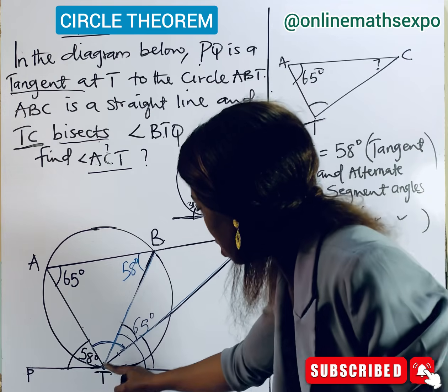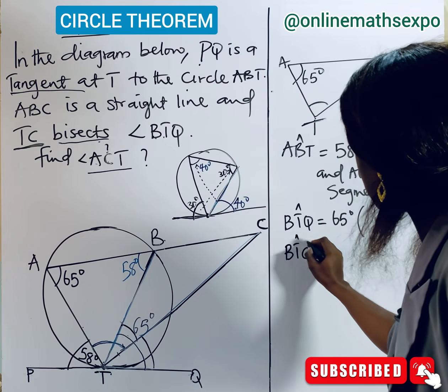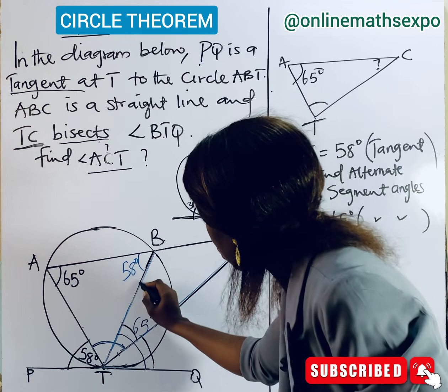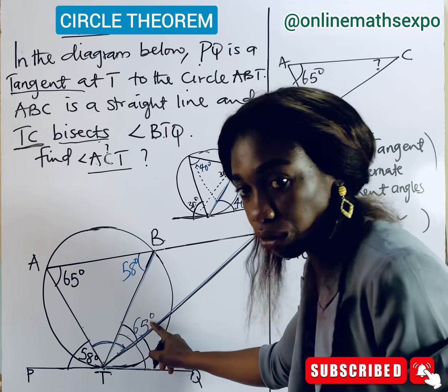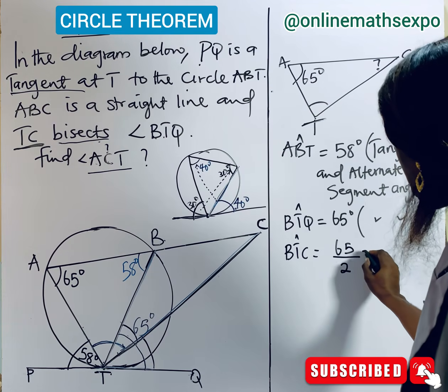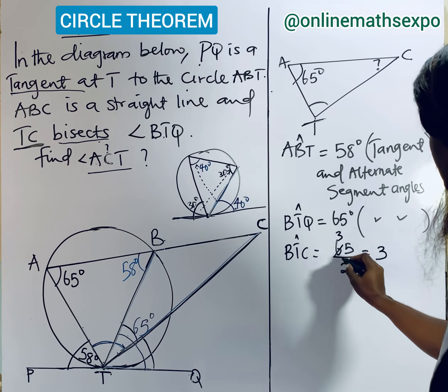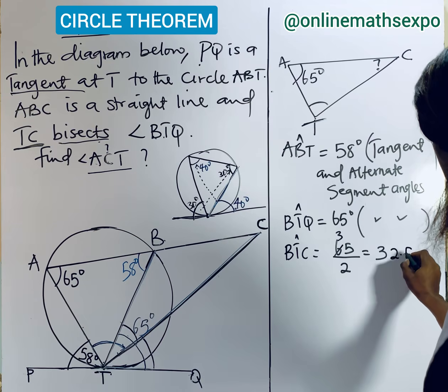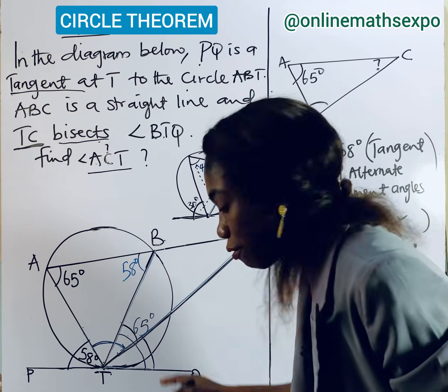That means this angle formed here. So we're going to have angle BTC, that's from this angle to this. Half of it is going to be the division of this, so it's going to be 65 over 2. And when you divide this, it's giving us 32.5. Did you see? So we're going to have 32.5 degrees for the half of the angle.